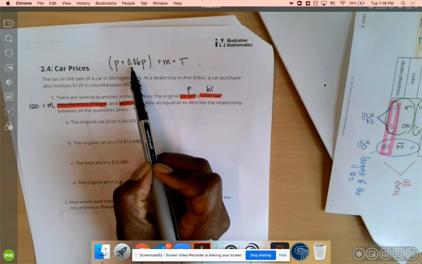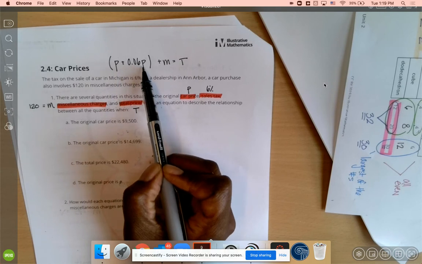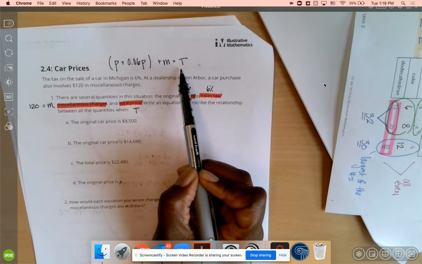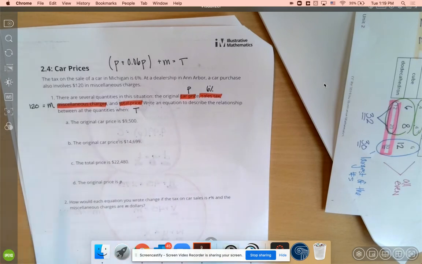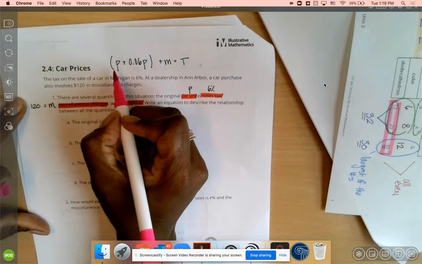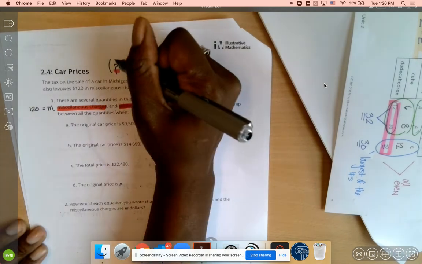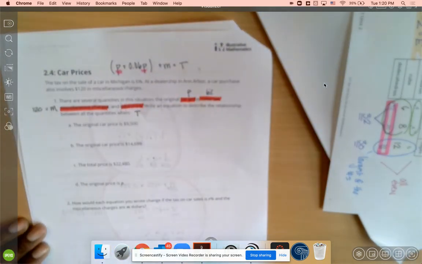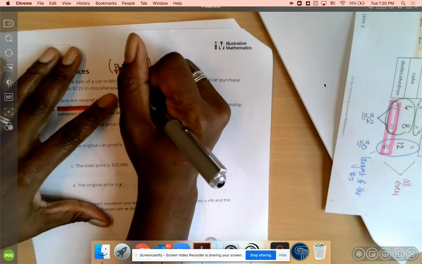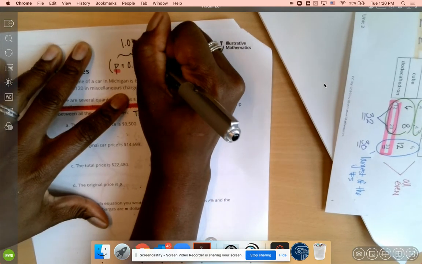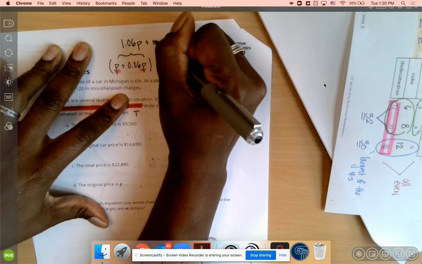So 0.06p would give me the 6%, plus the miscellaneous fees will give me the total of the car altogether. You may have noticed that for the cost of the car plus the tax, both of those are p's. And so they're the same variable and implied same exponent, which is 1. So they're considered like terms, so I could combine them and write the same expression as 1.06p plus 120 equals t. Great.